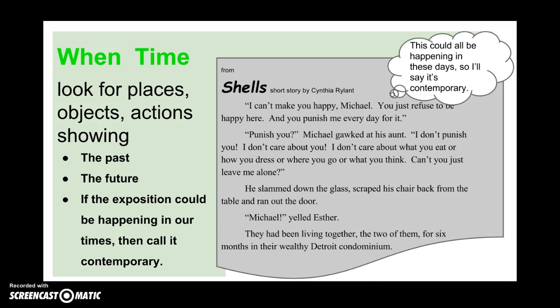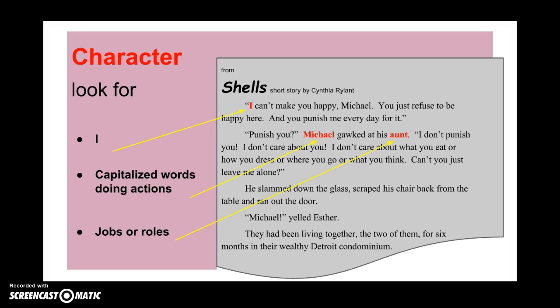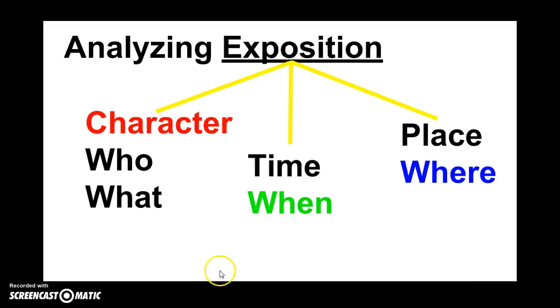So finding when, where, the character are things we do to identify the exposition. In the next video, I'll show you how to use this information to make your sentences to describe exposition and then to make your prediction.